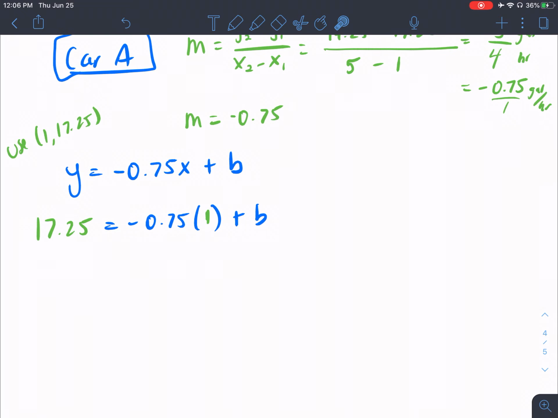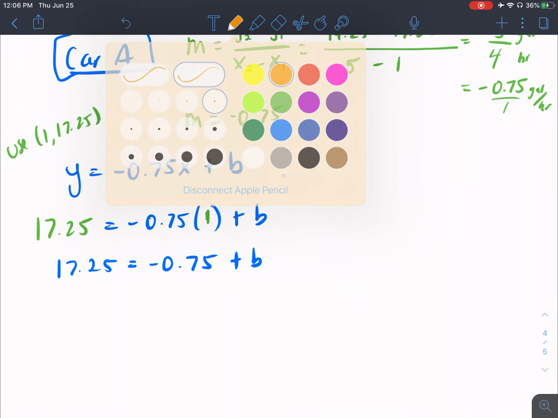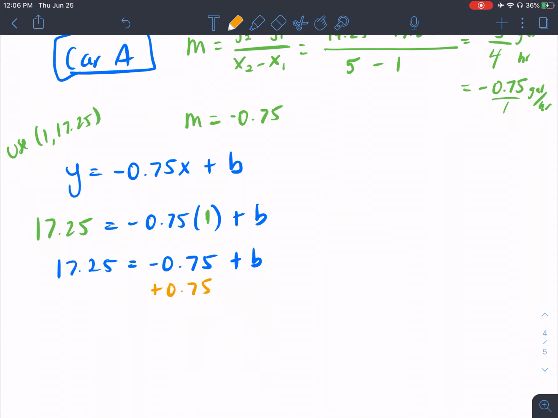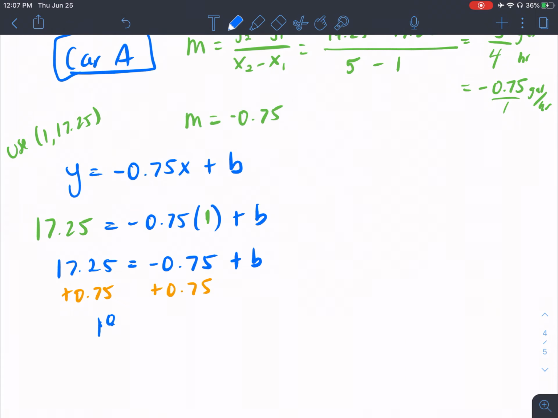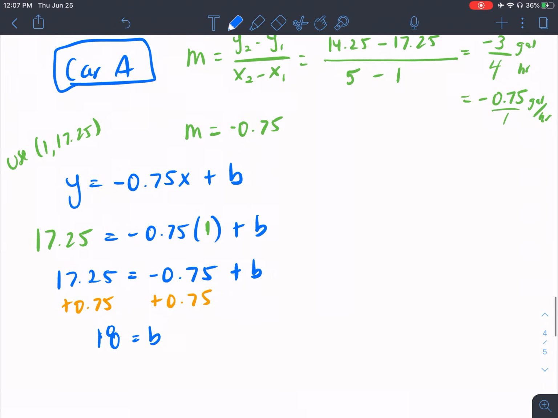So let's see here. We're going to get 17.25, this is just 17.25 times 1, it's just itself, equals negative 0.75 plus B. So then we're going to add 0.75 on this side to get rid of it. And then when we add that, you should get, I believe, 18. Yep. So 18 equals B. So that tells us that our B is going to be 18.